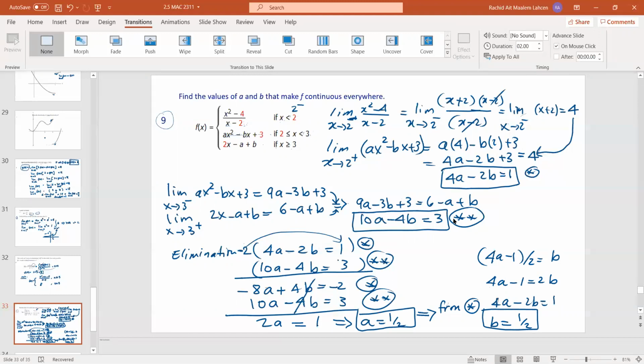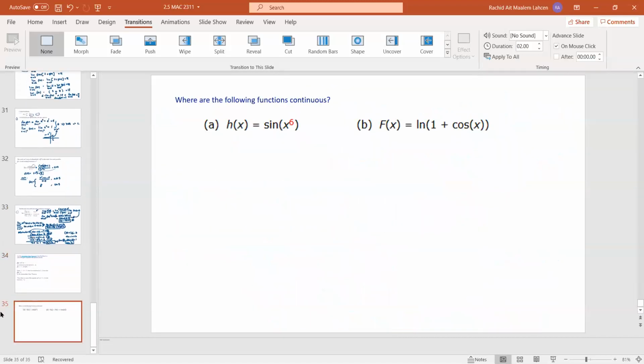We find the left-hand side, right-hand side, we equal them, find the first equation. Then we go to number 3 there, we do left-hand side, right-hand side, we equal them, and we find the second equation. And we use something from algebra to solve by elimination. And we find that a is 1/2 and b is 1/2. So we can rewrite this by putting the halves there, and that's going to be a function that is continuous everywhere.